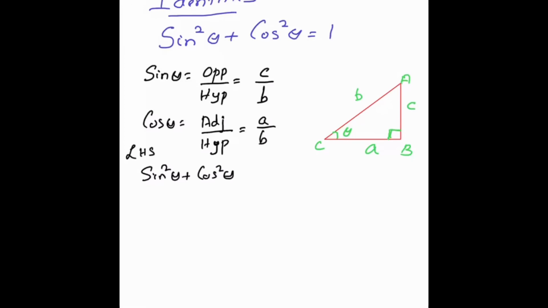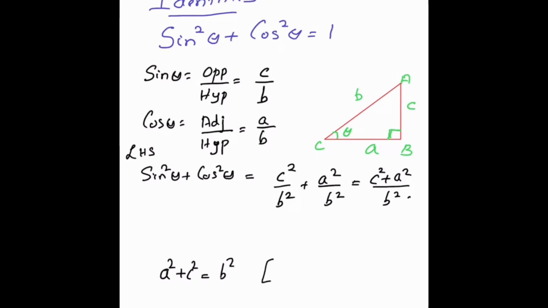Now we'll do sine squared theta plus cos squared theta. So LHS is equal to C squared by B squared plus A squared by B squared. So this is equal to C squared plus A squared by B squared. Now we know that A squared plus C squared is equal to B squared by Pythagoras theorem. So you can write this as B squared by B squared, equal to 1. So equal to RHS.